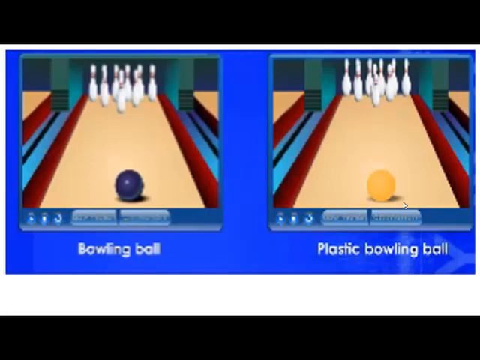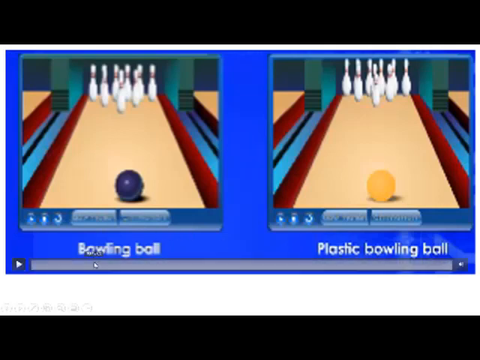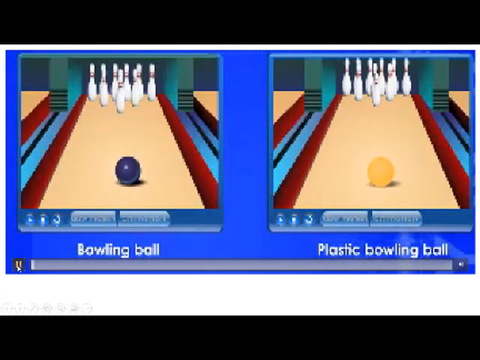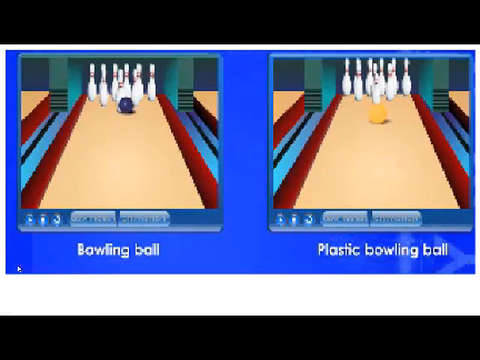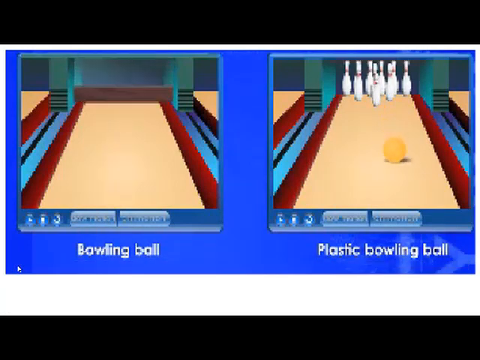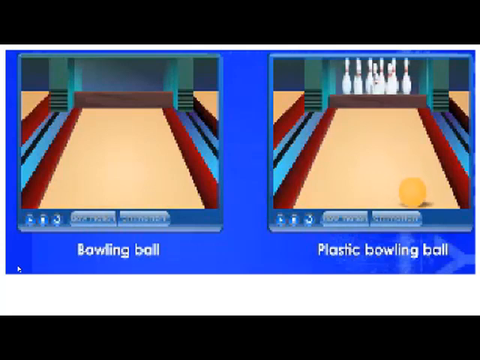We have a bowling ball and a plastic bowling ball. Both balls are moving with the same velocity. Why do you think the bowling ball was able to knock down the bowling pins, but the plastic bowling ball could not? The bowling ball has a bigger mass.